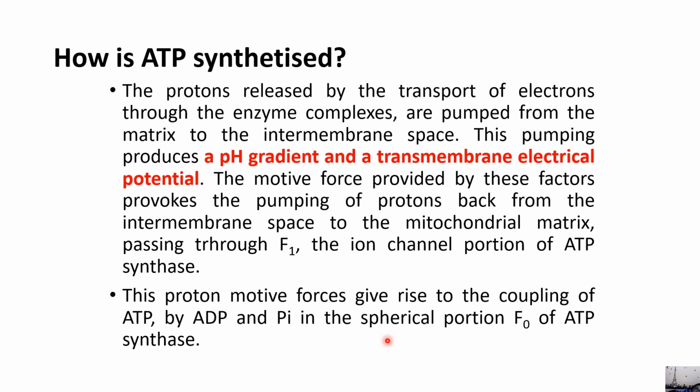So how is ATP synthesized? The protons released by the transport of electrons to the enzyme complexes are pumped from the matrix to the intermembrane space. This pumping produces a pH gradient and a transmembrane electric potential. So the motive force provided by these factors provokes a pumping of protons back from the intermembrane space to the mitochondrial matrix, passing through F0, the ion channel portion of the ATP synthase. And this proton motive force gives rise to the coupling of ATP synthesis from ADP and Pi in the spherical portion of ATP synthase.